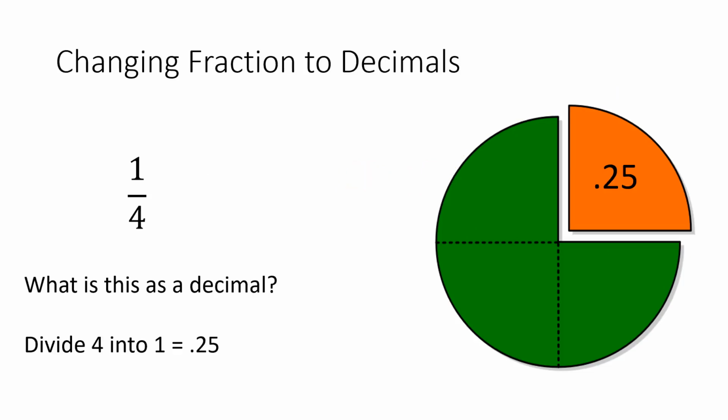What would that be as a decimal? Divide 4 into 1 gives us 0.25. So there's another way. We've changed the fraction into the decimal by dividing the bottom bit into the top bit.